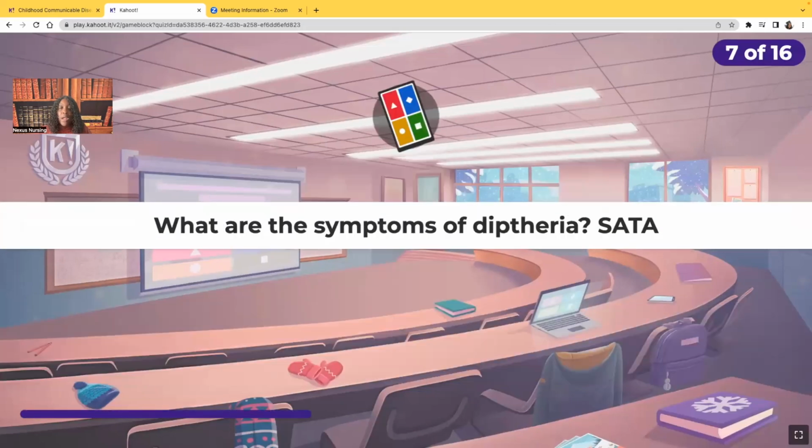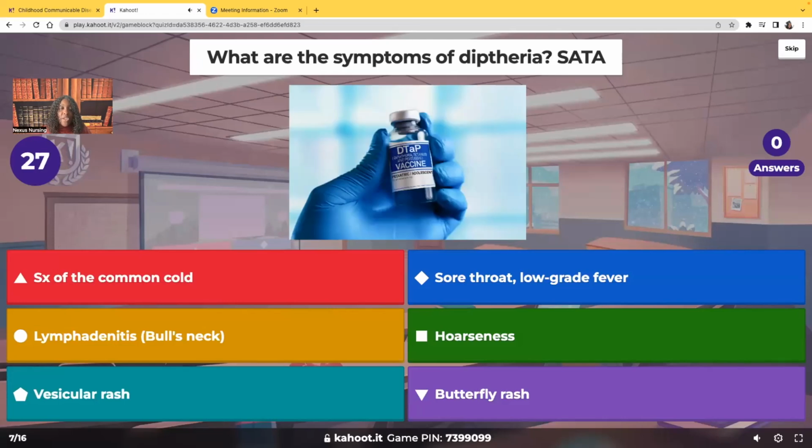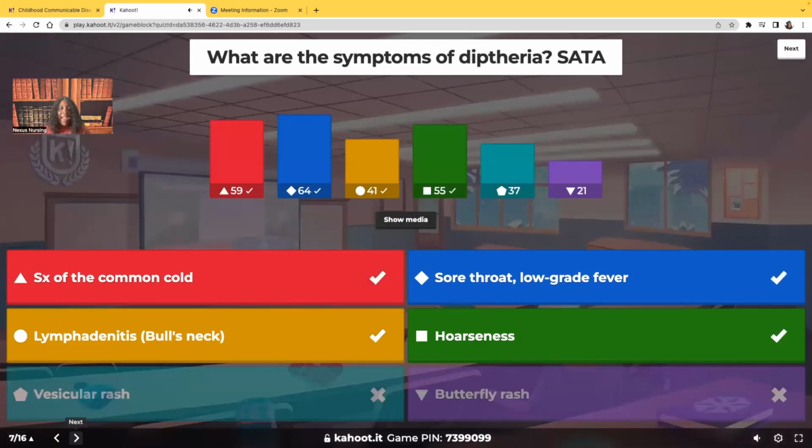Select all that apply. What are the symptoms of diphtheria? Symptoms of the common cold: sore throat with low-grade fever, lymphadenitis, also known as the bull's neck, hoarseness, vesicular rash, butterfly rash. What do you guys say? You guys don't like answering the select all that apply, I see. Okay, and let's go over this.